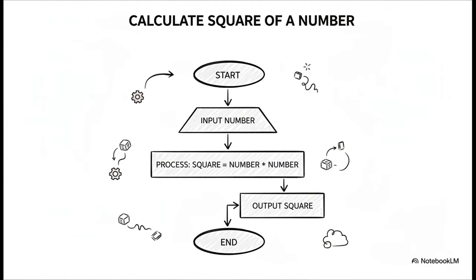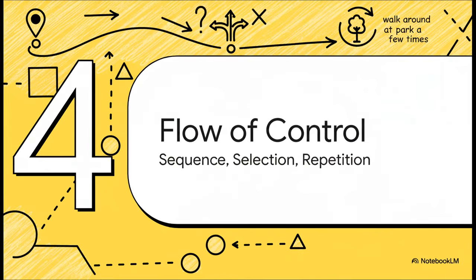See the shapes? The ovals are always for start and end. And this rectangle here, that's for a process, like doing a calculation. The arrows just show you which way to go. Simple, right? Okay, so we have our steps, our algorithm.